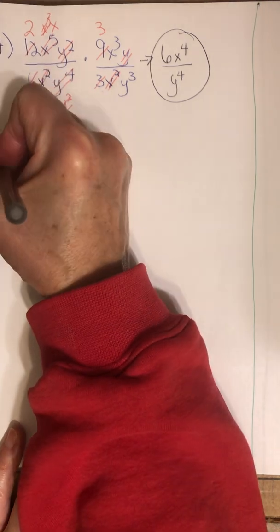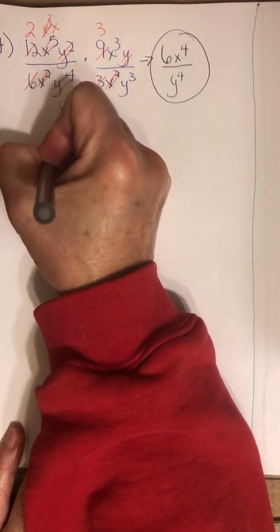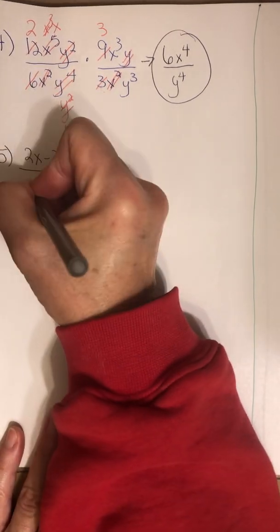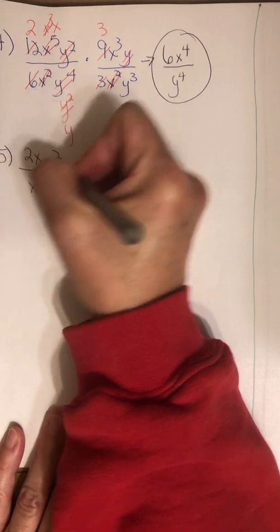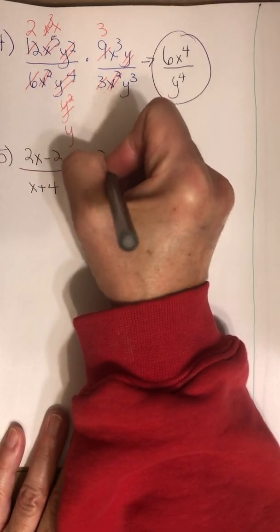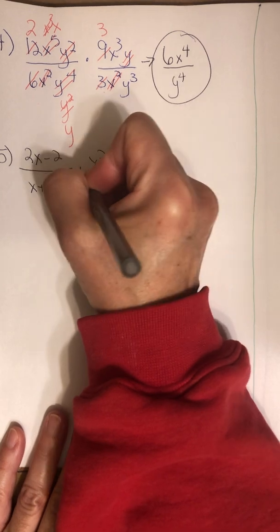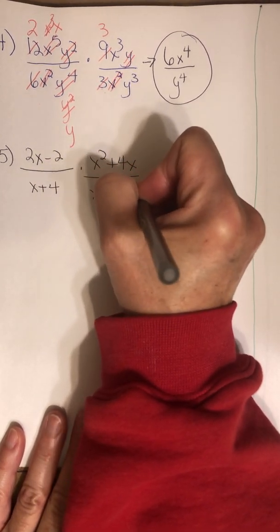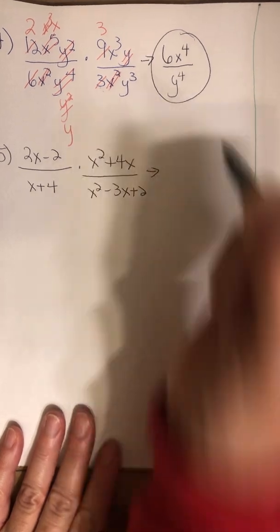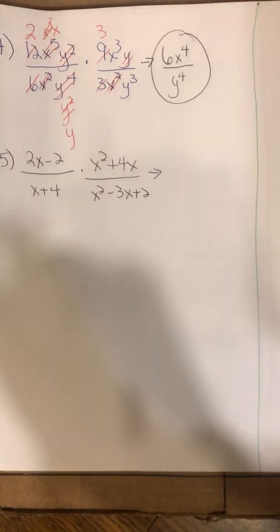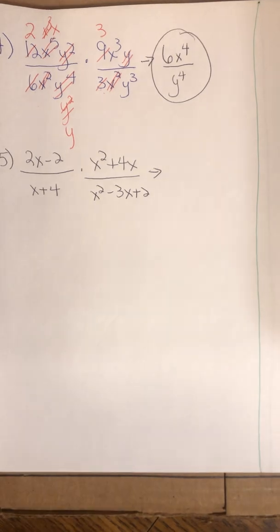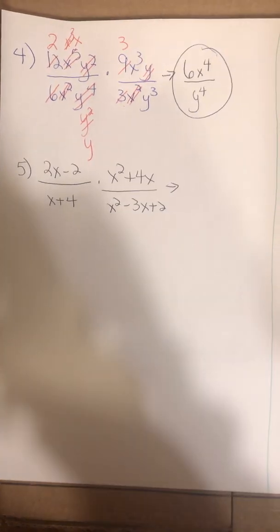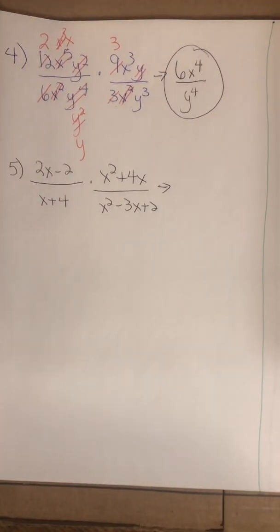Number 5, 2x minus 2 over x plus 4 times x squared plus 4x over x squared minus 3x plus 2. Let's do all of our factoring. Oopsie daisy. I just moved it. Let's make sure you can still see. That's better. Okay. Let's look at number 5.